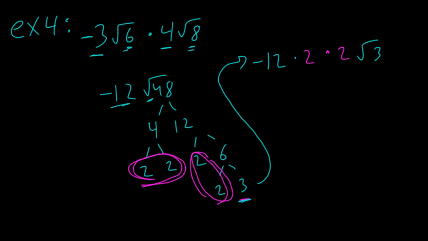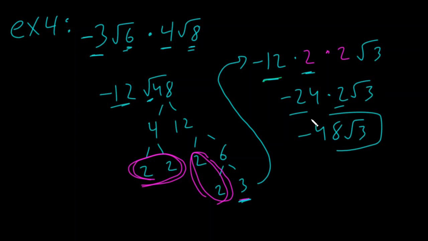Now from here, it's just some simple multiplication. We know that negative 12, let me use blue again. Negative 12 times 2 is negative 24 times 2 square roots of 3. Negative 24 times 2 is negative 48 square roots of 3. And there is our actual answer, negative 48 square roots of 3.